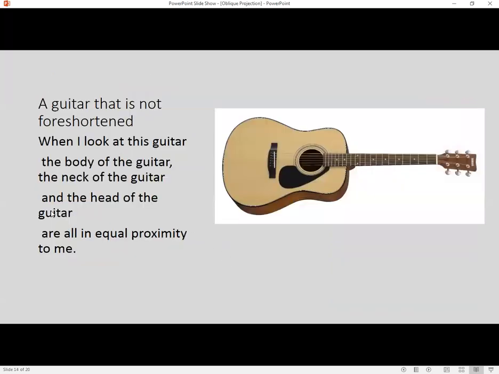So with this guitar that's not foreshortened, all parts of it that I see are in equal proximity to me. So if I'm standing down here and I'm going to walk to that guitar, oh, I reached it. You're going to reach it all at the same time. No matter where you are down here, as you move along, every part of it is equally close to you or far away from you.